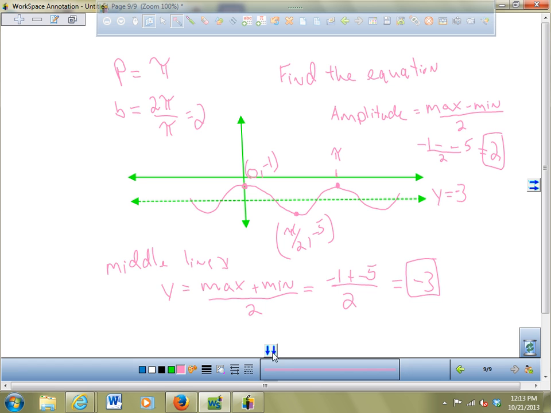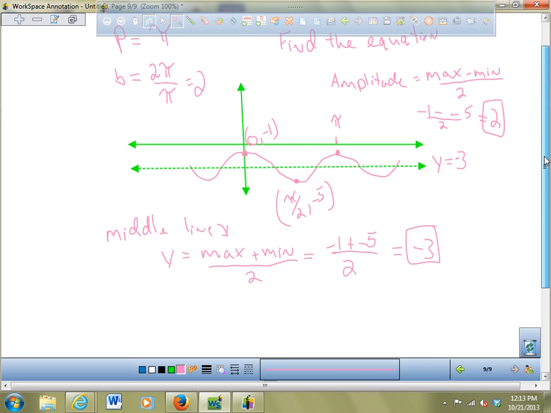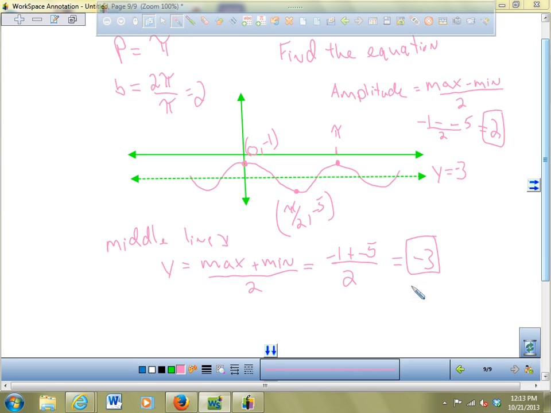You see that? So putting it all together, we know the amplitude, we know the shift, and we know the frequency. So it's y equals, and you put the negative 3 in front so it's not confused with being part of the cosine function. The amplitude is 2, and this can be modeled as a cosine function of, how many x? 2x.